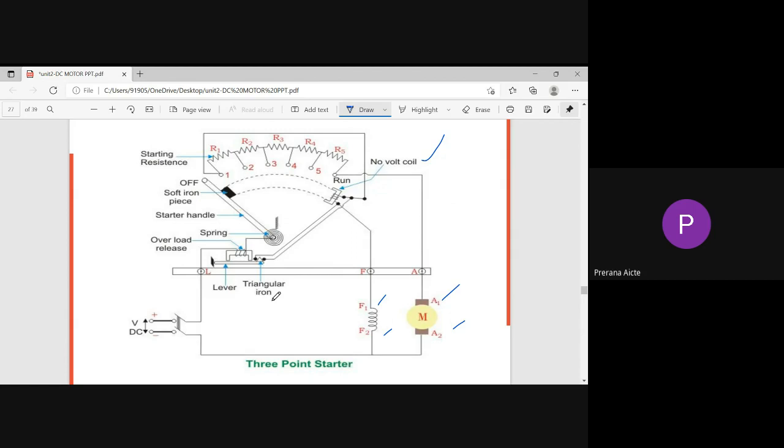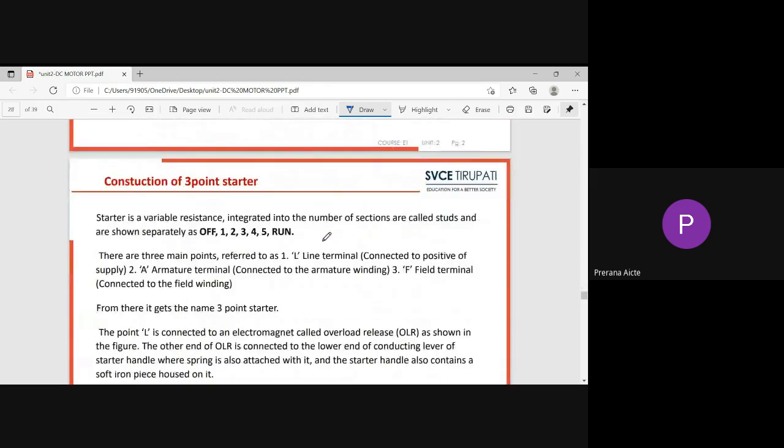See how the line will be starting. This is the diagram. Total resistance is included in the armature circuit while starting. The starter handle is going to be rotated from R1 to R5. Initially, the starter resistance is more. When we move the starter handle to R5, the resistance automatically reduces. Like that, we start the DC motors by using starters to avoid the high current drawn from the supply mains.